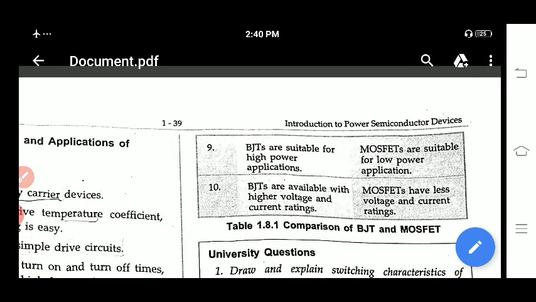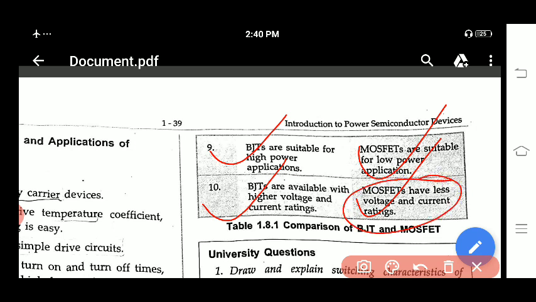BJTs are suitable for high power applications. MOSFETs are suitable for low power applications. BJTs are available with high voltage and current ratings. MOSFETs have lower voltage and current ratings. Obviously you are using MOSFET in low power applications and BJT in high power applications.